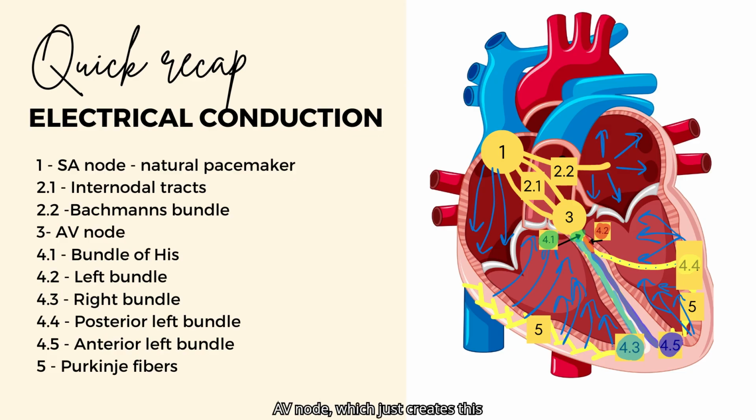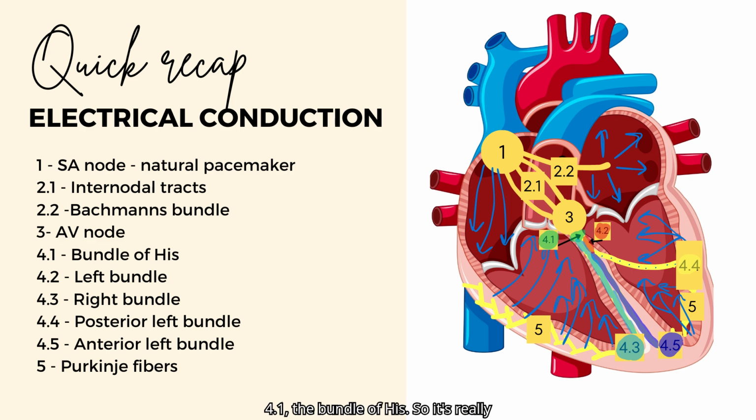Then we have the AV node, which just creates this delay so that the ventricles have time to fill after the atria have pumped blood into them. Because without this delay, the ventricles would not fully fill, and this would cause it to not be as good or as efficient as it could be.